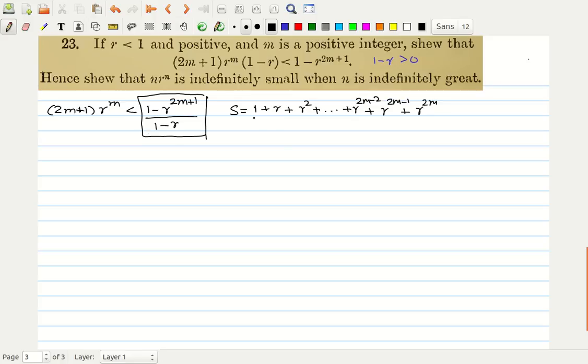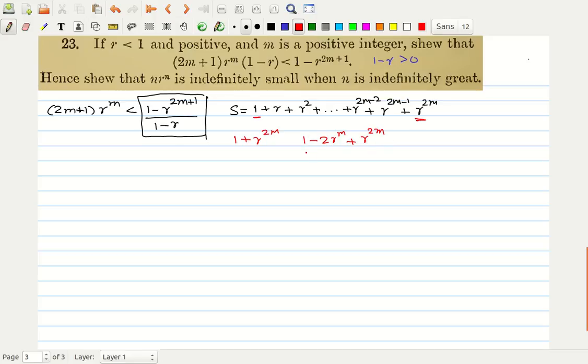Now consider the first term and the last term, right? If you consider the first term and the last term, you will see that 1 plus r to the power 2m. What can I do to complete this as a square? I can subtract minus 2r to the power m plus r to the power 2m, right?